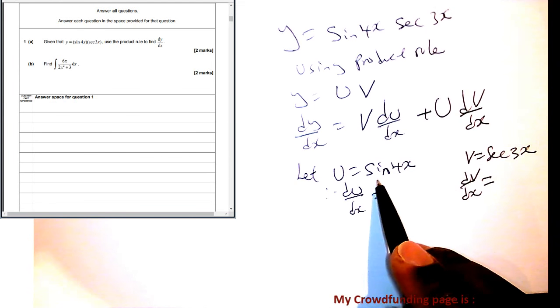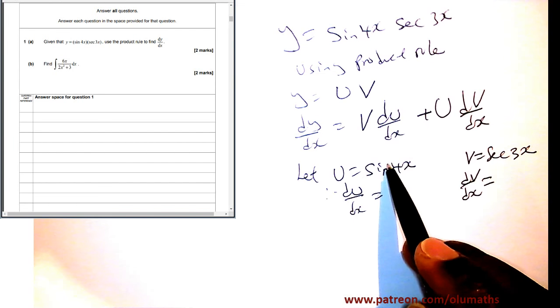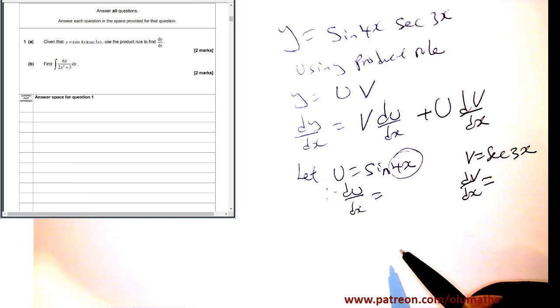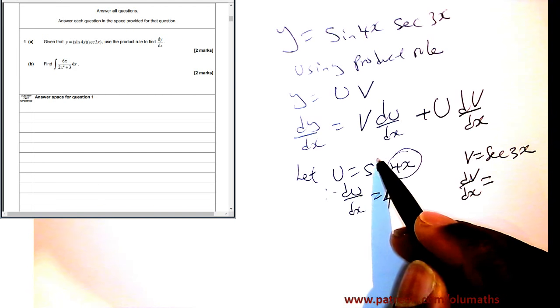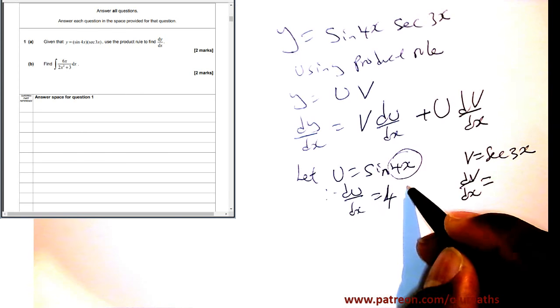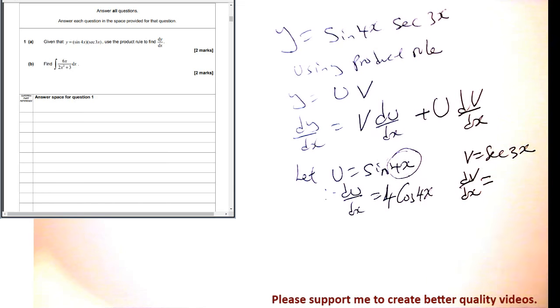Now, what is du/dx if you have sine 4x? Well, first, you know you're going to be doing chain rule. Derivative of 4x is 4, so you write that first. That's chain rule. And then derivative of sine is cosine. So it's now cosine of whatever that was, 4x.